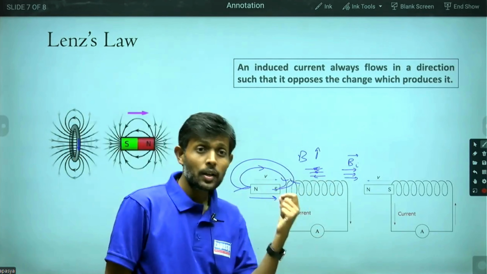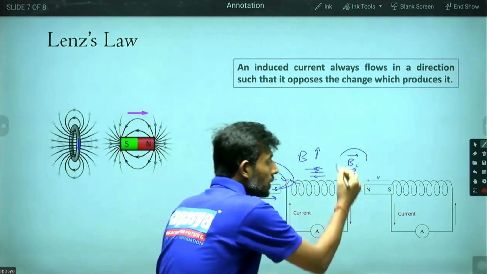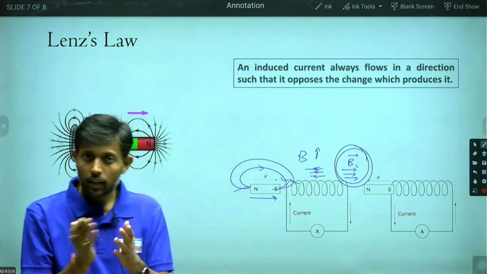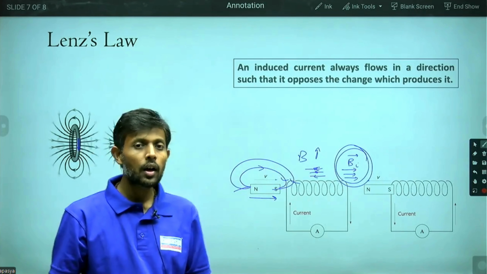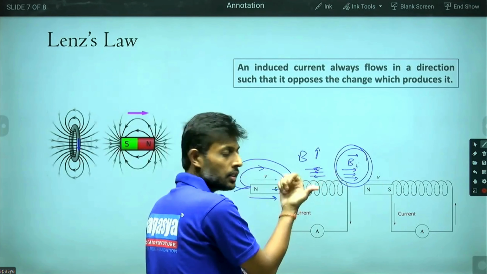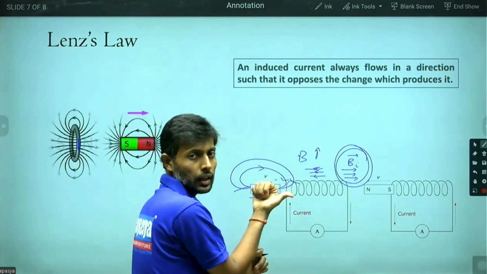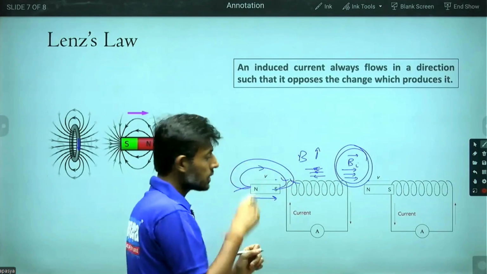So now we know that the current will flow here in such a way that the magnetic field is like this. Again, we use Fleming's right-hand rule to find out the direction of the current. We know the magnetic field is in this direction. The curl of our fingers is going to tell us the direction of induced current in the coils.